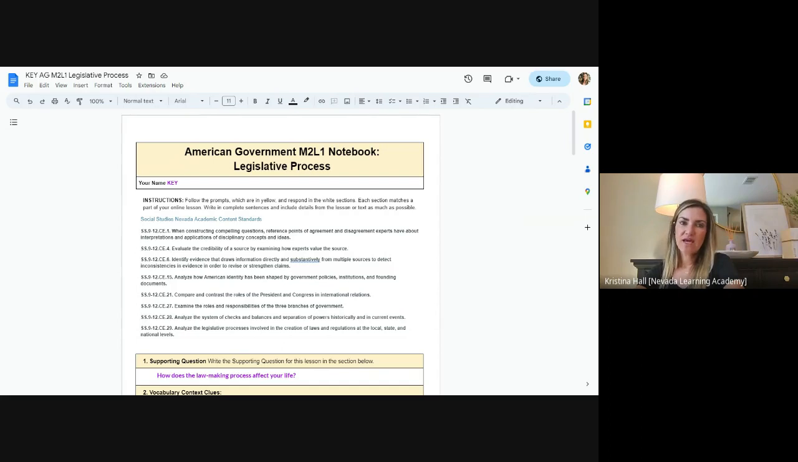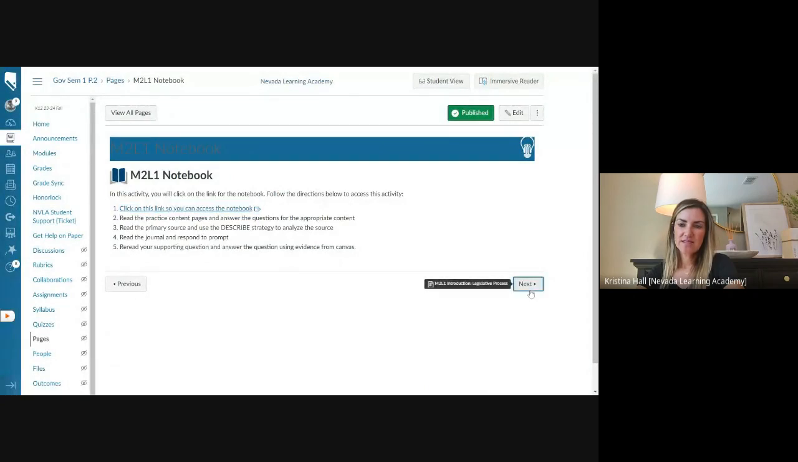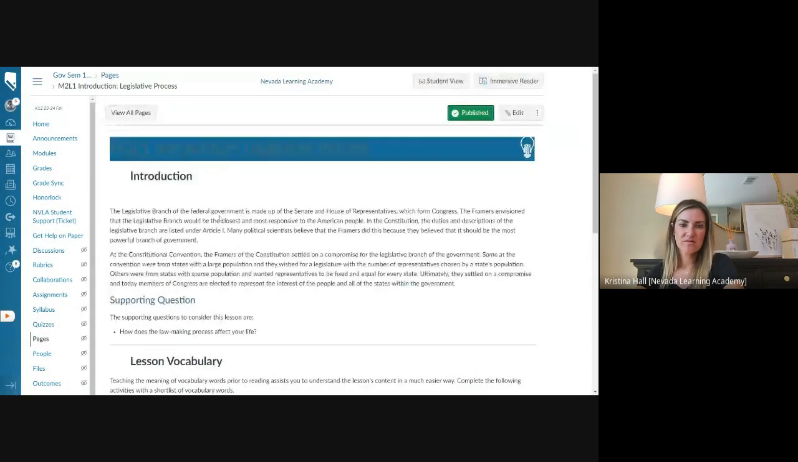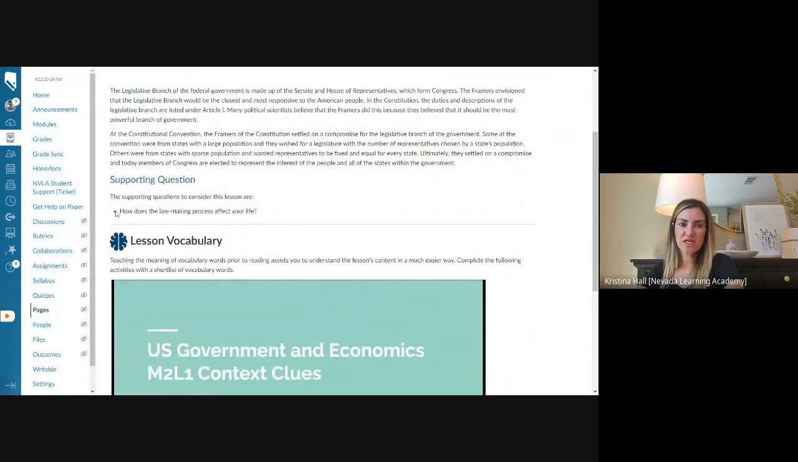Okay, we'll go back over into Canvas. We're going to click on next and we'll get started. So the supporting question is, how does the lawmaking process affect your life? Because think, every law that's passed, that's another thing we have to be aware of, or that we have to make sure we're not breaking, right? Because we don't want to get in trouble with the law or have fines or, you know, have jail time or something like that. So how does the lawmaking process affect our lives? And the reality is the people that we elect to go into the legislative branch are the ones who are going to vote on what becomes law. So it is a big part of our life because we live under those laws.